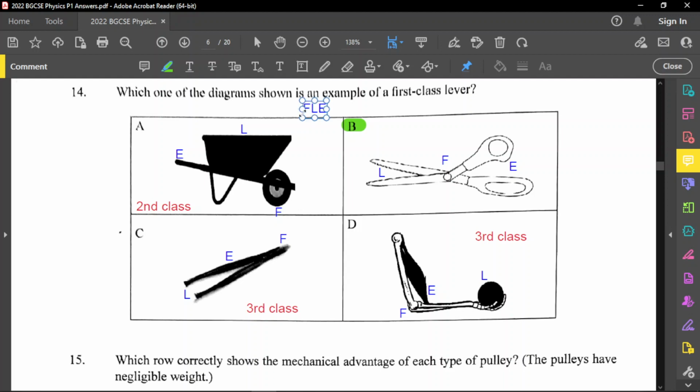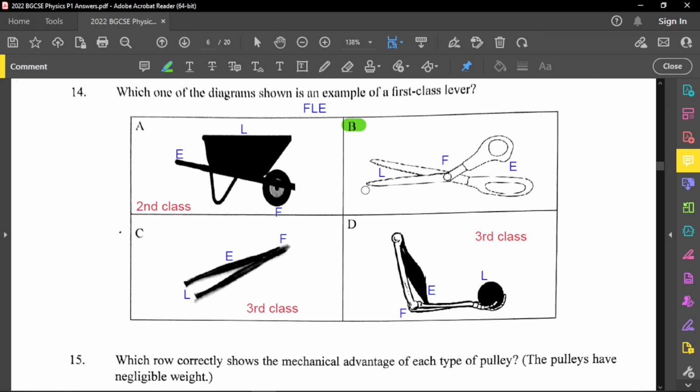And so if F, which is the fulcrum, is in the middle, that's a first class. That's why I put F first. If the load is in the middle, then that is a second class. So it's in the second position, right? And E, which is the effort, if effort is in the middle, then that is a third class lever. And so if we look at the different options, we actually label them. So the wheelbarrow will be a second class because the load is in the middle.